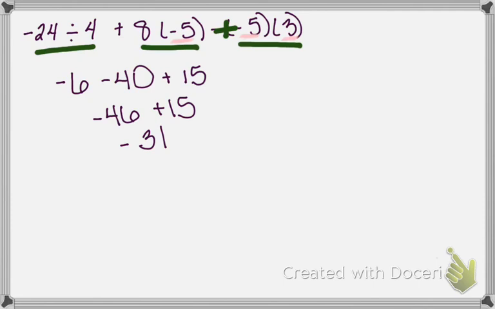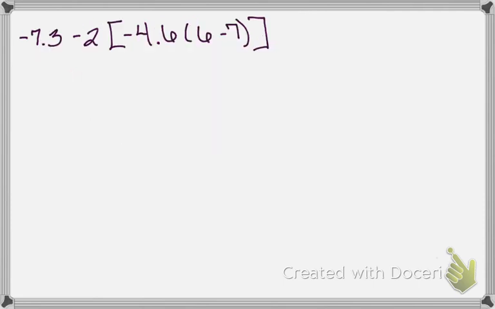Okay, can I go to the next screen? This one, we have multiple grouping symbols. We have multiple grouping symbols happening here. The first grouping symbol that we're going to have to deal with is our 6 minus 7. Then the next grouping symbol that we're going to have to deal with is this bracket right here. Okay? We have to deal with that first. So you always have to go to the innermost grouping symbol first. And for this one, it's the parentheses.